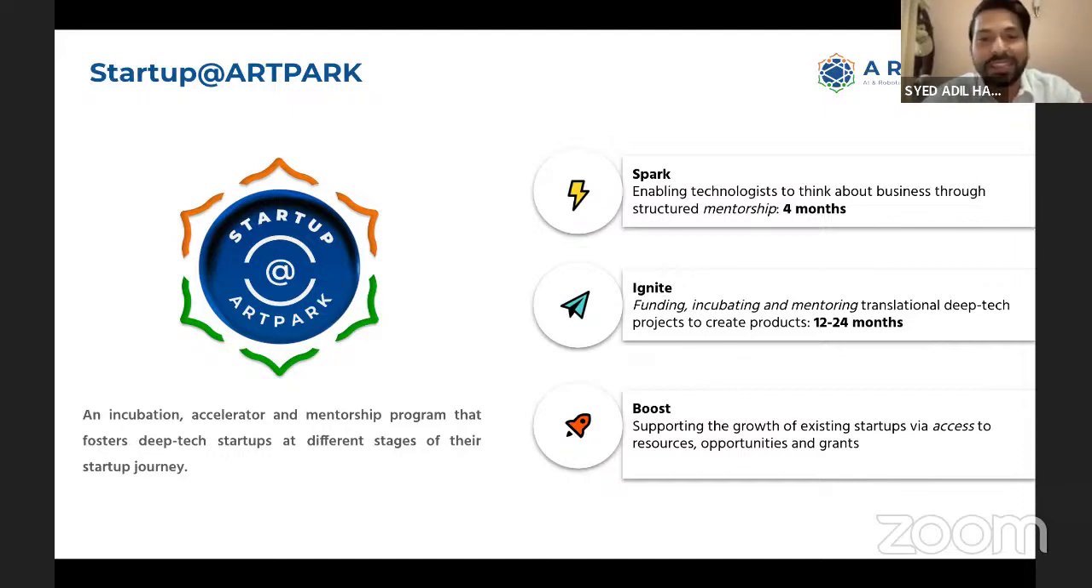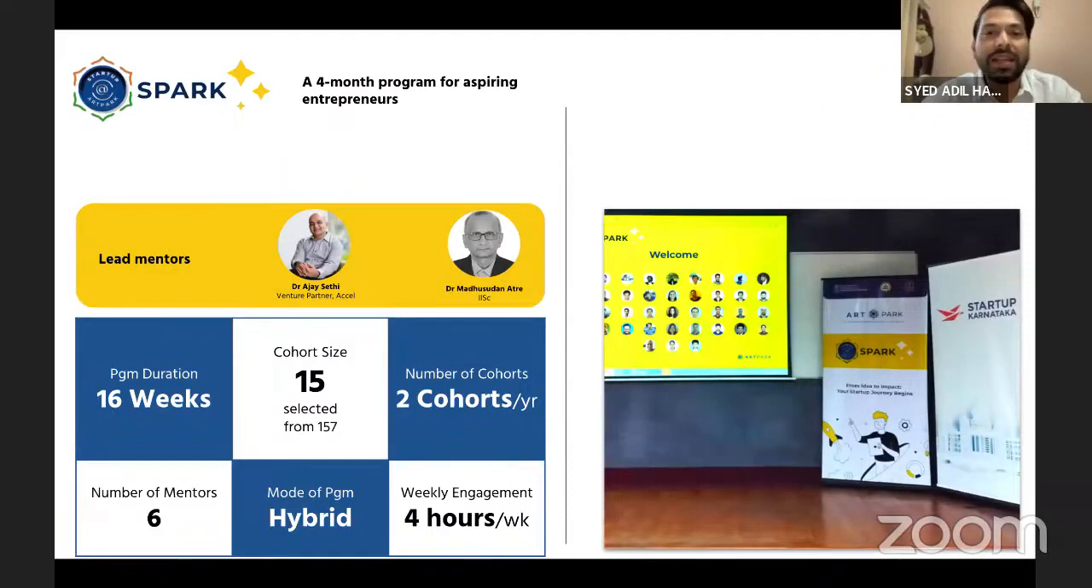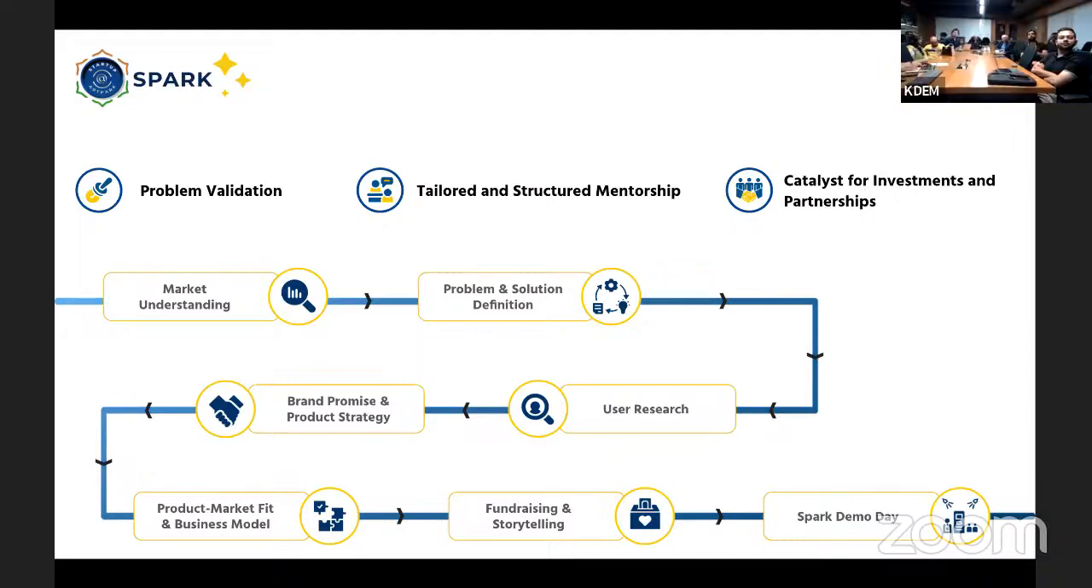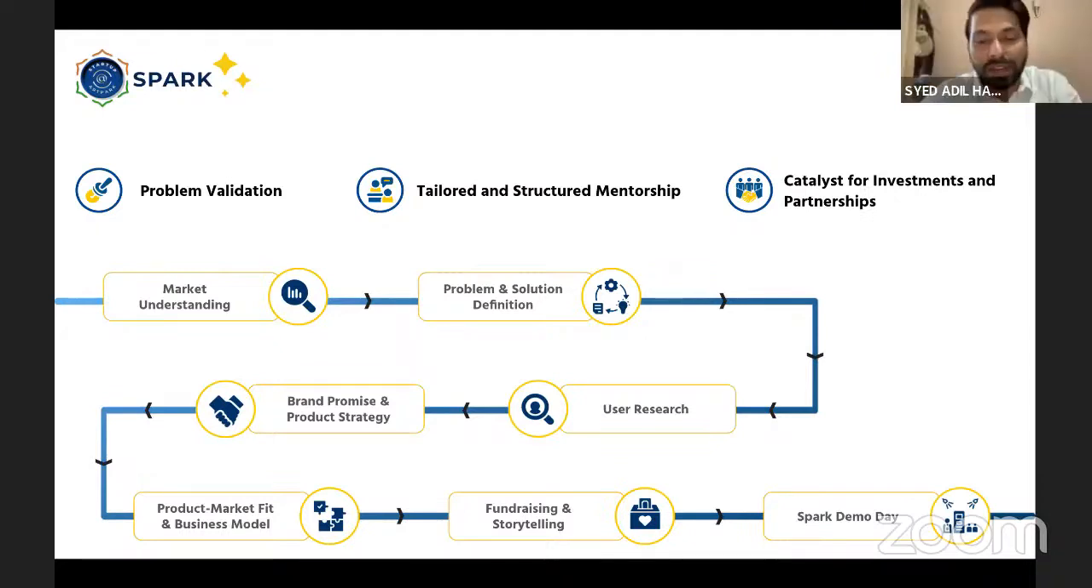Spark is a very early stage program. Anyone who has an idea in deep tech, or probably a tech startup, and wants to start a startup, we run them through a 4-month structured mentorship and workshop program. We run them through courses on market understanding, problem solutions, and user research journey, and help them save 4 to 5 years of the startup journey, where they get to know, okay, fine, am I ready for my startup or not? So this is the preliminary program that we do.